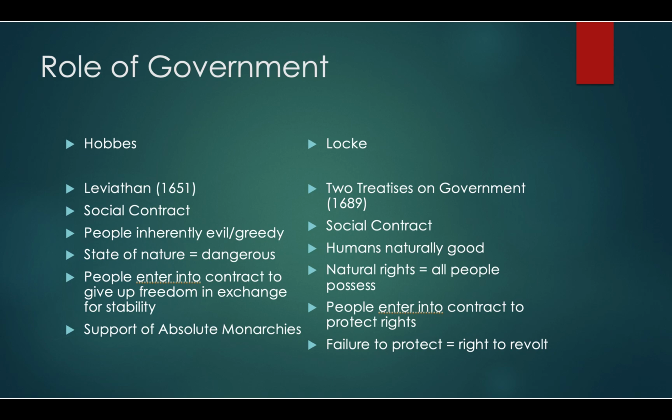For Thomas Hobbes, he believed that people were inherently evil, greedy, selfish, and that when we're in a state of nature, which means when there is no government, no structure, no society, people are dangerous. And because they're dangerous, people decide for their own interests and the interests of their close relatives and friends that it makes more sense to give up a lot of that freedom in exchange for stability, in exchange for order. So in Hobbes' version of the social contract, people give up their freedoms to a strong central ruler so that they can feel protected and have stability and order in society.